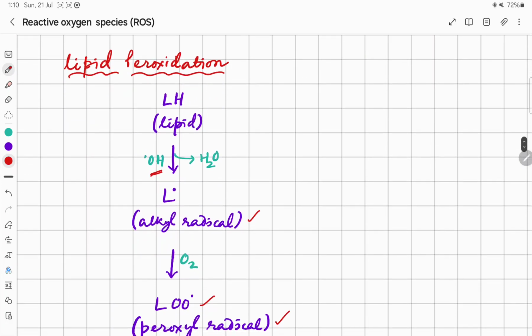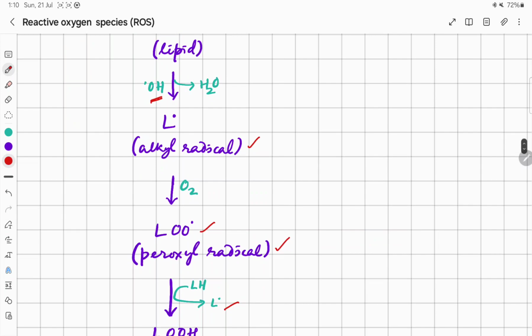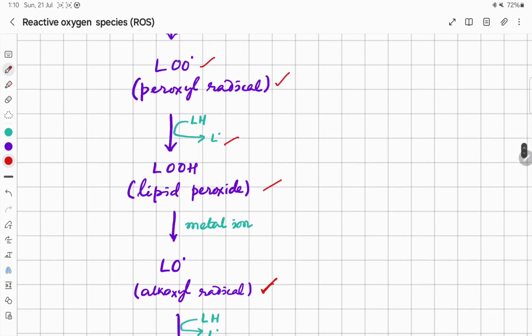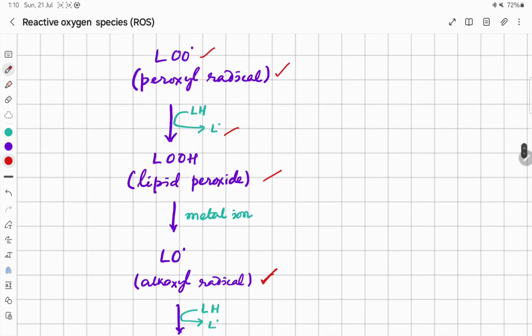Then the third source of free radicals, the reactive oxygen species, is lipid peroxidation. So lipid in the presence of the hydroxyl radical forms the alkyl radical. Alkyl radical in the presence of oxygen forms the peroxyl radical, LOO dot. Then in the presence of lipid again, it forms lipid peroxide, and in the presence of metal ion, it forms alkoxyl radicals.